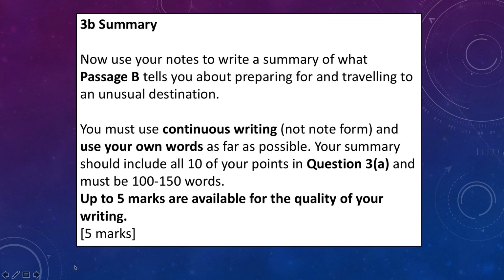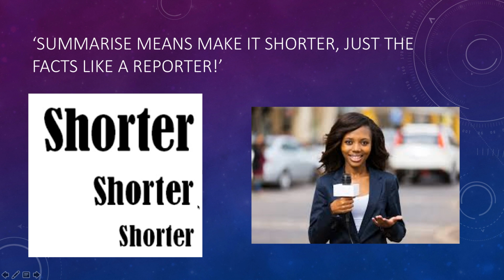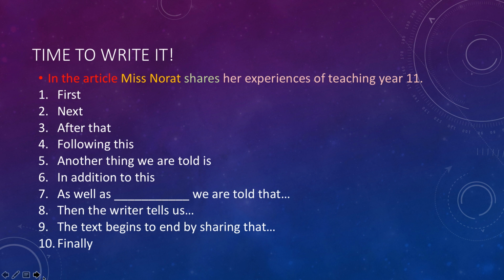Have a think, what would you underline in order to help you focus on what you need to do for this question? Here you go. Write a summary, preparing for and travelling to, and all 10 of your points. Summarise means to make it shorter. You're sharing just the facts like a reporter would. And how would you write it?